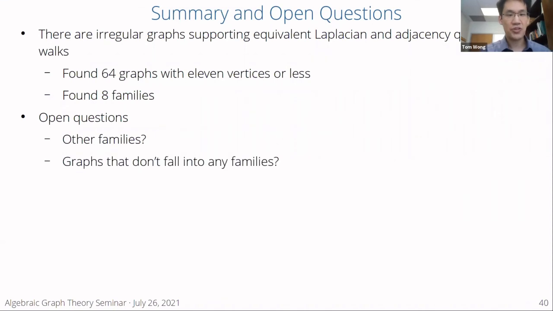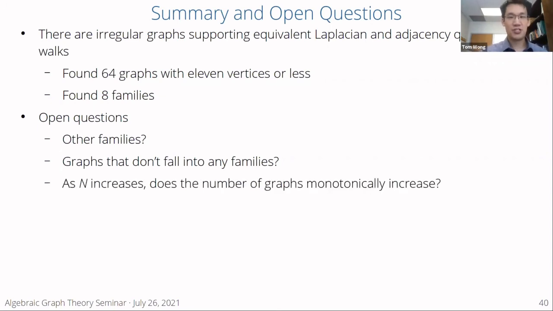Another thing is whether or not all of these graphs with equivalent quantum walks fall into some type of family, or if there's any graphs that don't fall into any family. And I guess to know that, you need to know what the families are. So I don't know.